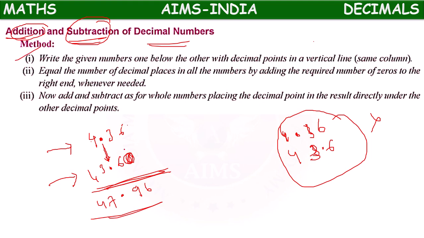Next, equal number of decimal places. Suppose we have 2 decimal places here and 1 decimal place here, but while adding, we can keep 0, and both of them should have an equal number of decimal places, or both of them should be like decimals. Then only we can add them. That is one point. We can keep the number of zeros.